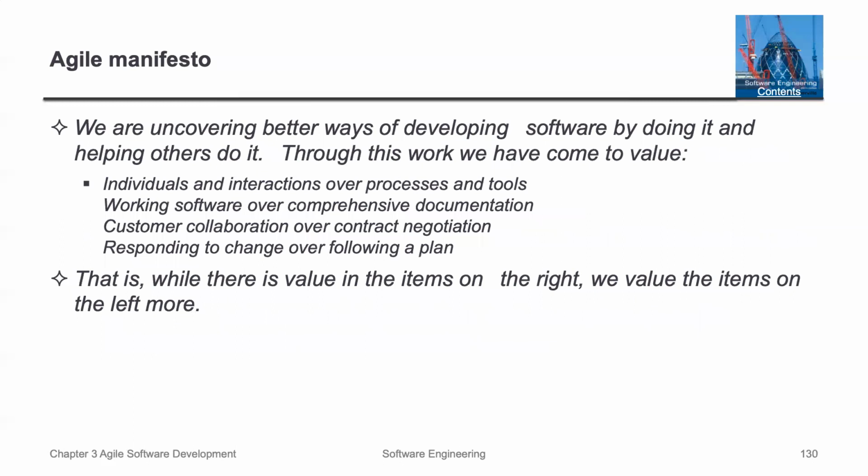So in terms of the agile manifesto, what is it that we would want to be focused on? We are uncovering better ways of developing software by doing it and helping others do it. Through this work, we have come to value individuals and interactions over processes and tools, working software over comprehensive documentation, customer collaboration over contract negotiation, and responding to change over following a plan. That is, while there is value in the items on the right, we value the items on the left more. So just think about that, here are the things that you want to be focusing on.